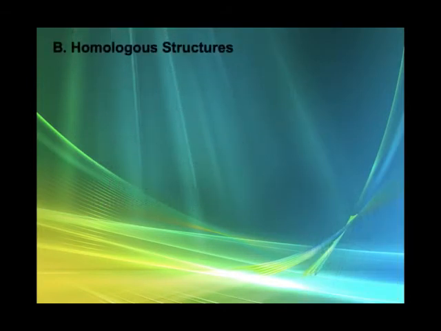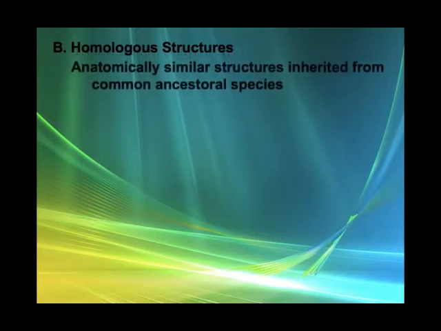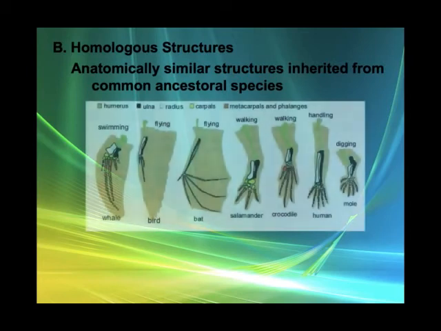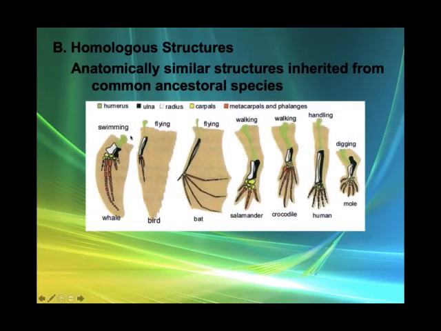The next piece of evidence is something called a homologous structure, and these are very interesting. They're anatomically similar structures inherited from a common ancestral species. For example, if you look at the bones here, all the green bones are a humerus, and you as a human have a humerus as well. It's an upper arm bone. All of these bones can be found in all of these different species. Notice that they all are slightly different in each species.